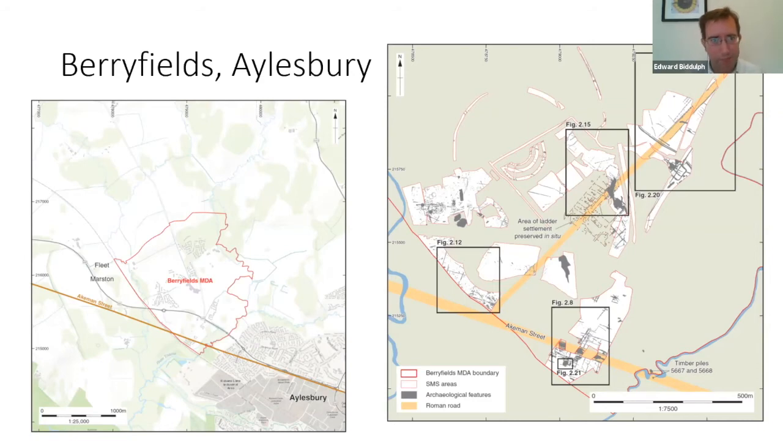Let's move on. This is Berryfields again. I've just shown you some of the figures from Berryfields, and as you can see, it's a site on Akeman Street, the road from Verulamium right down to Cirencester via Bicester, the Roman town at Alchester, I should say. And so this is what we're dealing with.